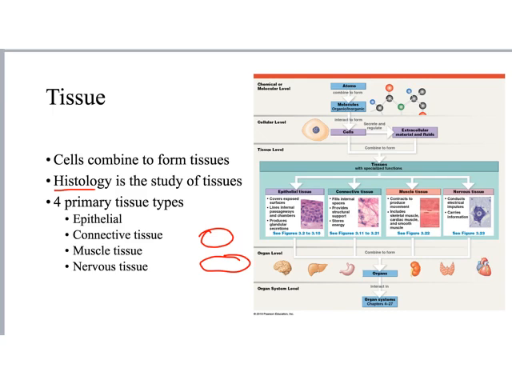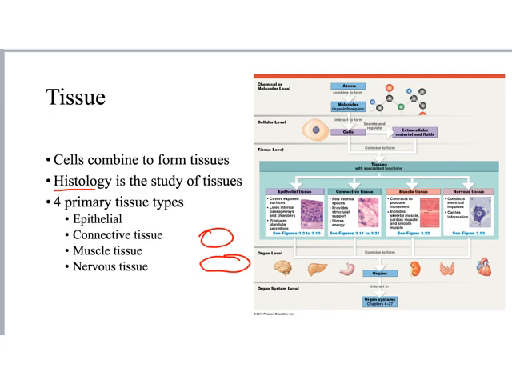If we look at the study of tissue, and I apologize for the markings. I tried to get them off and wasn't able to, so I will do markings in a different color and hopefully it won't be too confusing.